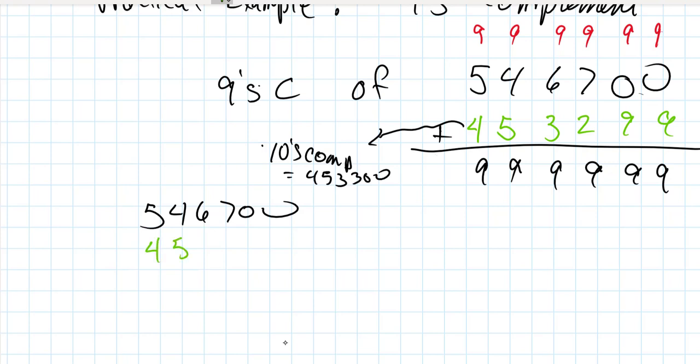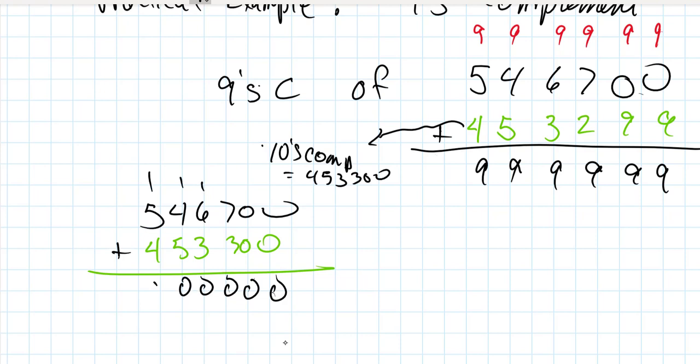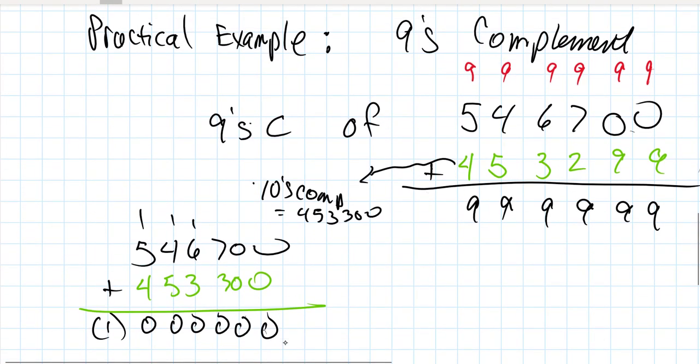So 4, 5, 3, adding 1 to 299 takes us over to 300, 3, 0, 0. Now when I add to my original value of 5, 4, 6, 7, 0, 0, I get 0 plus 0, 7 plus 3 is a 10, 6 and 3 is a 9, plus 1 more is a 10. There's a 10 there and a 10 there. And we're fixed with either the number of bits or the mechanical hardware or the register size. So this becomes either a carry out or it just simply falls off. And it's not kept as part of the numeric representation.